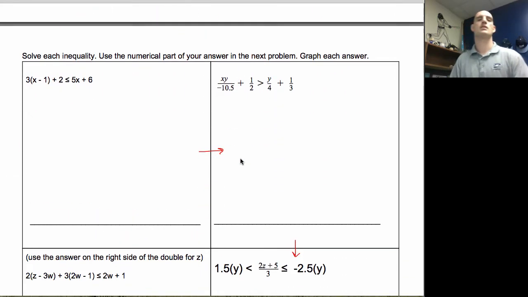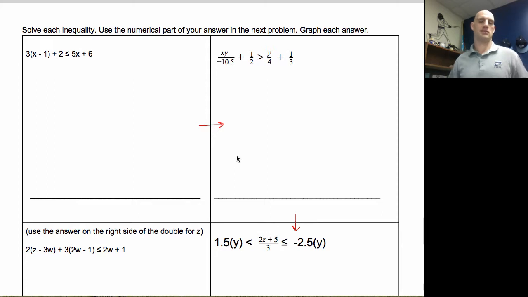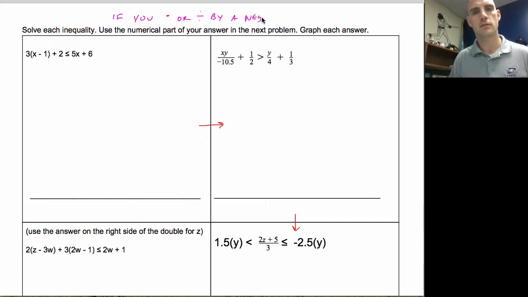All right. Second half of this lesson is solving inequalities. A couple of parts about solving inequalities. If you multiply or divide by a negative, you have to switch the sign.